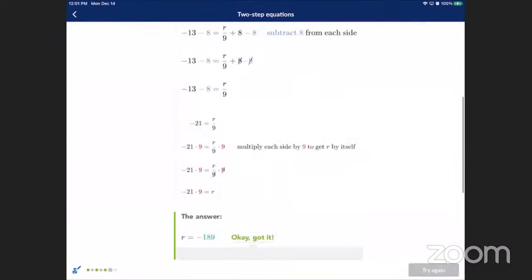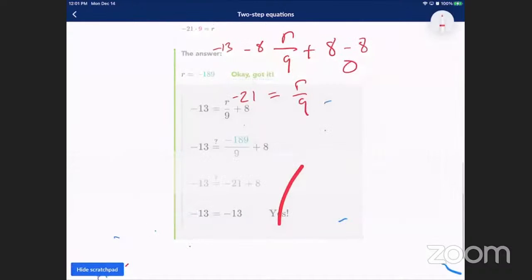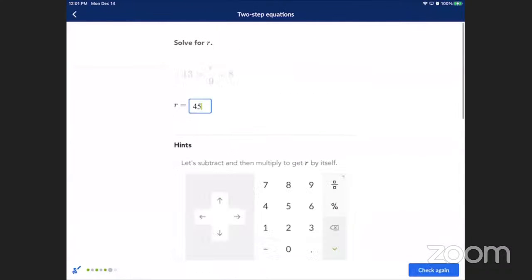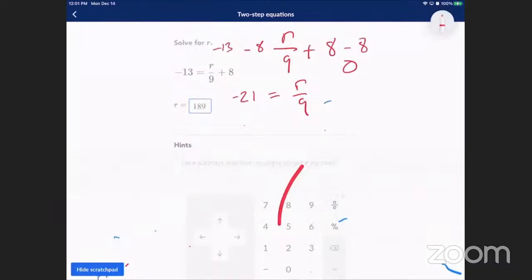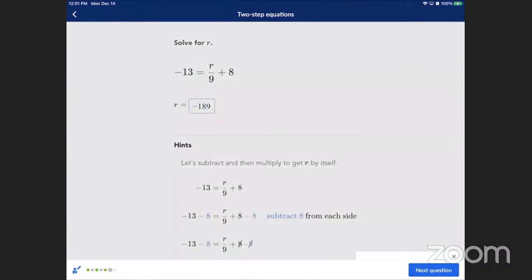All right, let's just move on to the next one. This is actually what it was. So it's very weird when I'm looking at it. I feel like it's negative. Okay. All right, so let's move on to the next one.